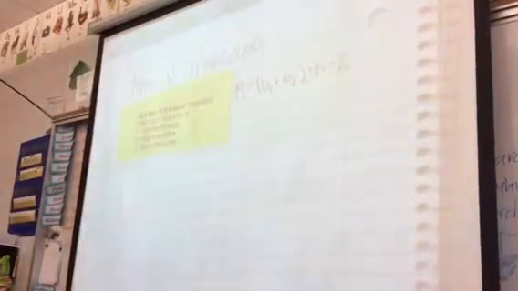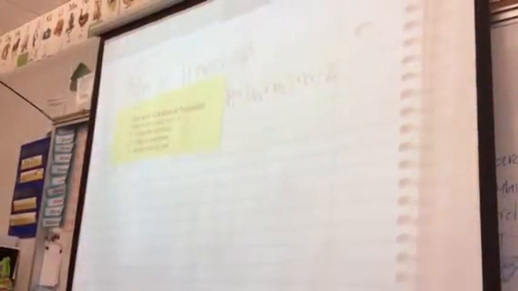Okay? So what I want everyone to do in their math journals right now is write out the formula. Okay? It's A equals base 1 plus base 2 times height divided by 2. Okay? So I want to talk to you about the reason why this is the formula that we have.